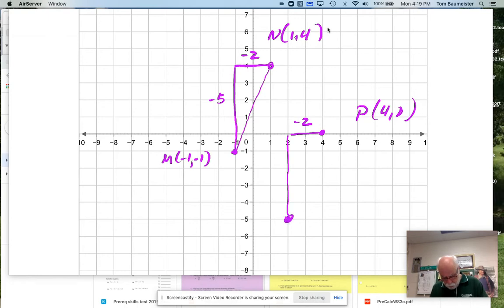And there's where Q will be. They're not going to tell you that you're just going to put the point there. You don't have to label them. So your Q in that case will be at 2 and -5.